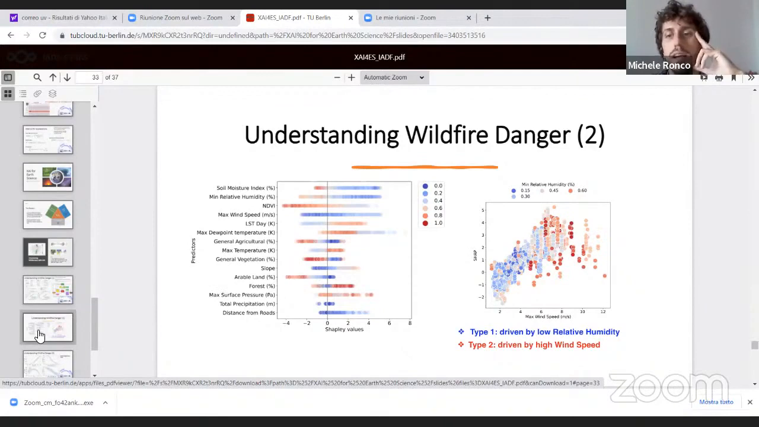For instance, for the land surface temperature, we have the opposite behavior. When you have low temperature, as we might expect, the danger is lower, and the high temperature corresponds also to higher fire danger risk.